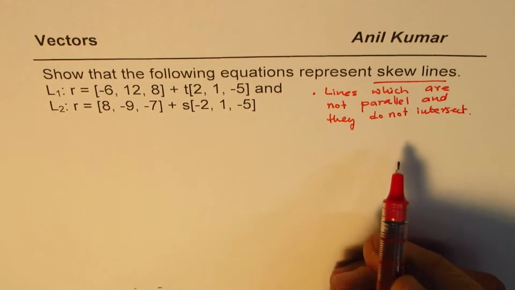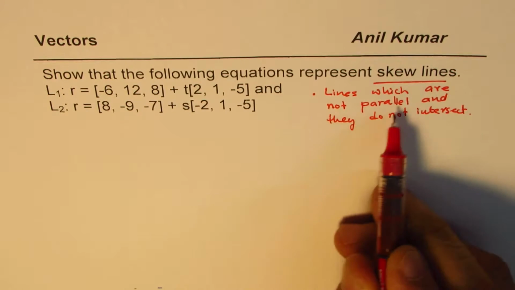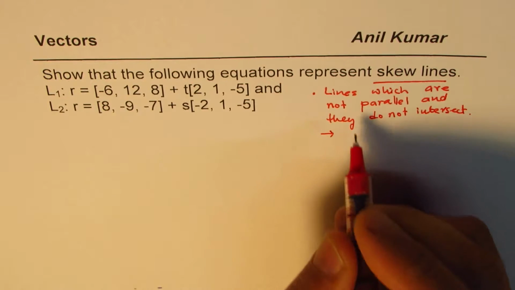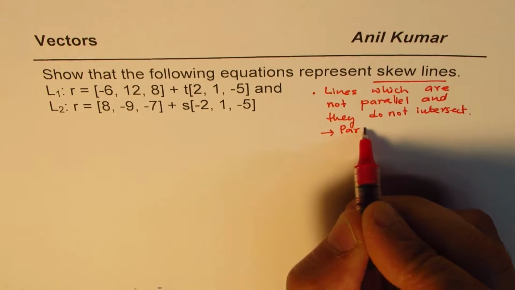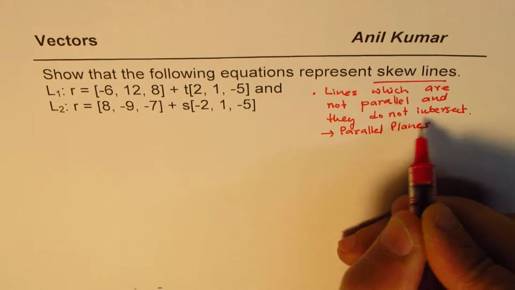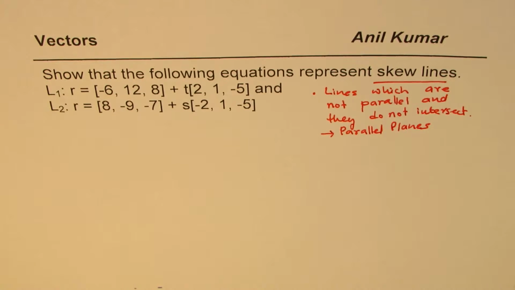What is the reason for their being not parallel, still not intersecting? The reason is that they are in parallel planes. Since they are in parallel planes, the planes will not intersect, so the lines will not intersect. That's the basic concept.